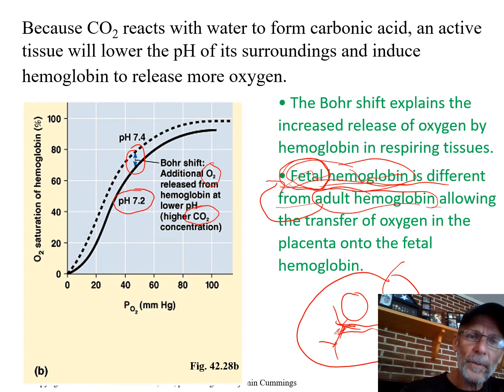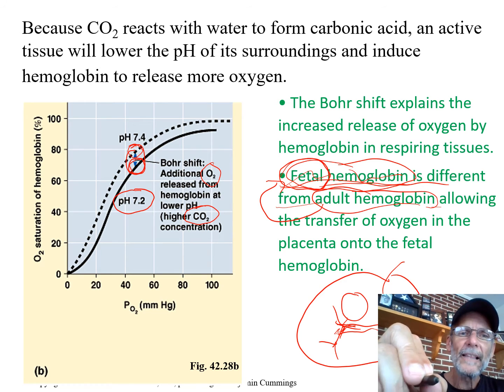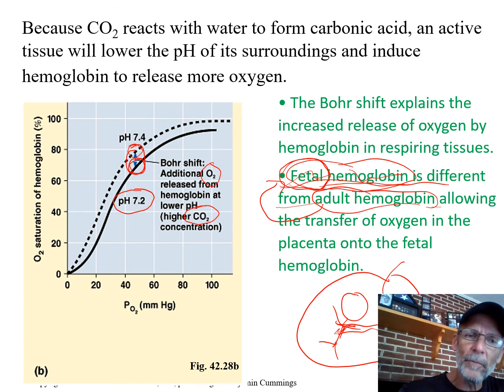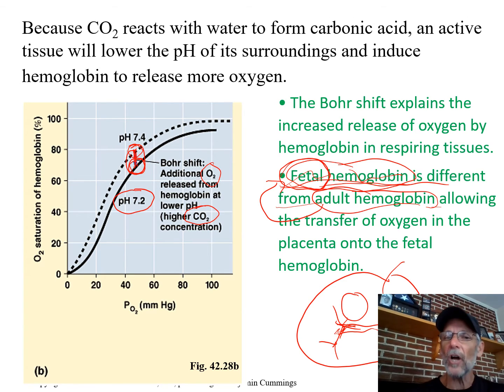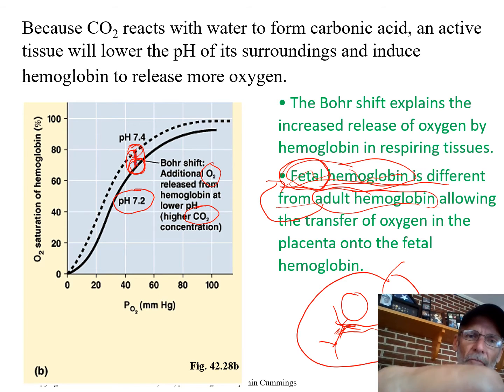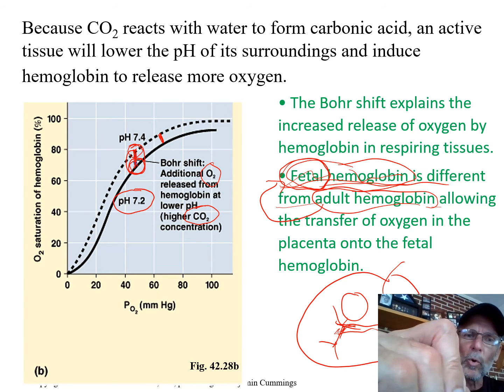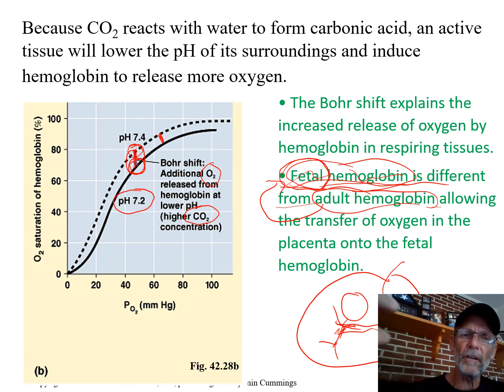At a lower pH, your hemoglobin is less saturated than at a higher pH. That's a good thing. That means your hemoglobin gave up its oxygen more easily, because it's when it gives up its oxygen that it gets less saturated. So that little difference, figured out by physicist Niels Bohr, hence the name Bohr shift, right?